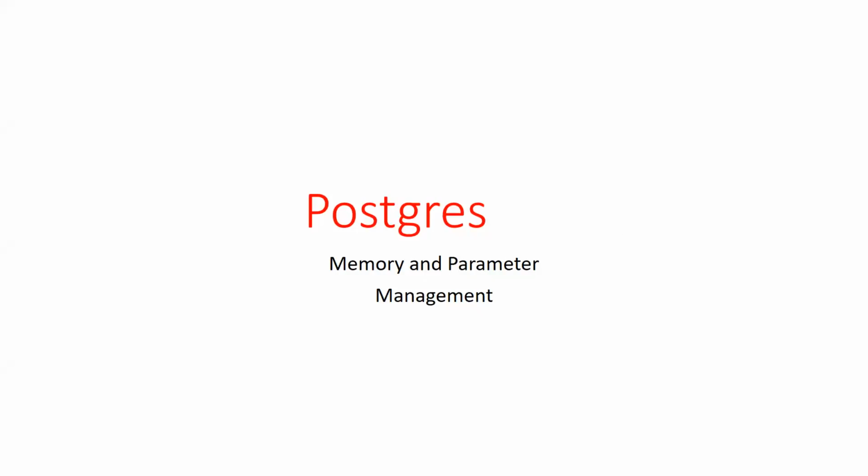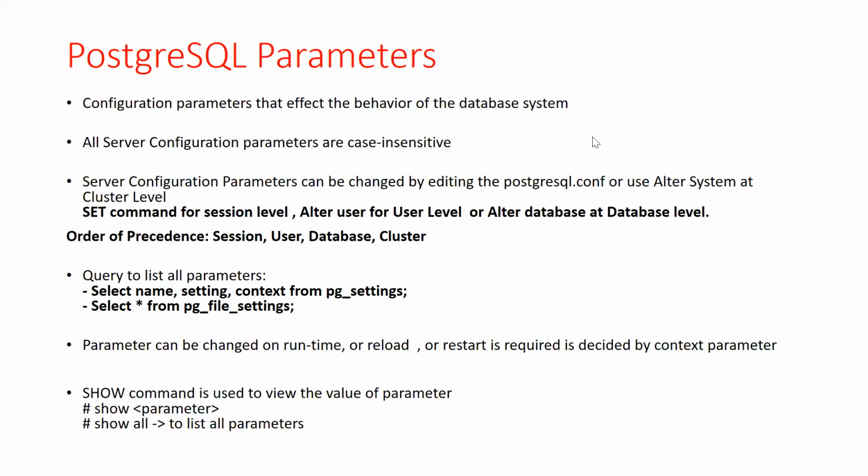Okay, so let's start with PostgreSQL memory and parameter management. Parameters affect the behavior of a database system, just like Oracle parameters, like in any database. There are some parameters which define the behavior of your database system. You can change your parameters at different levels. In Postgres there are different levels where you can change your parameter.